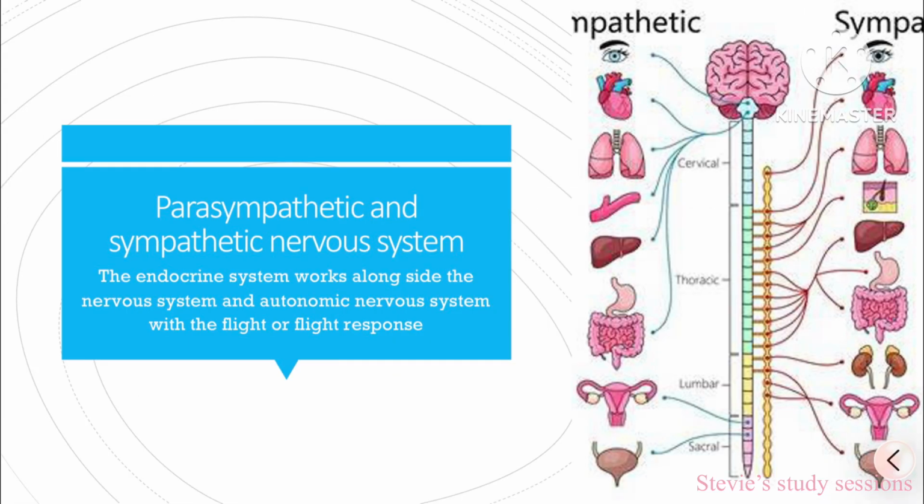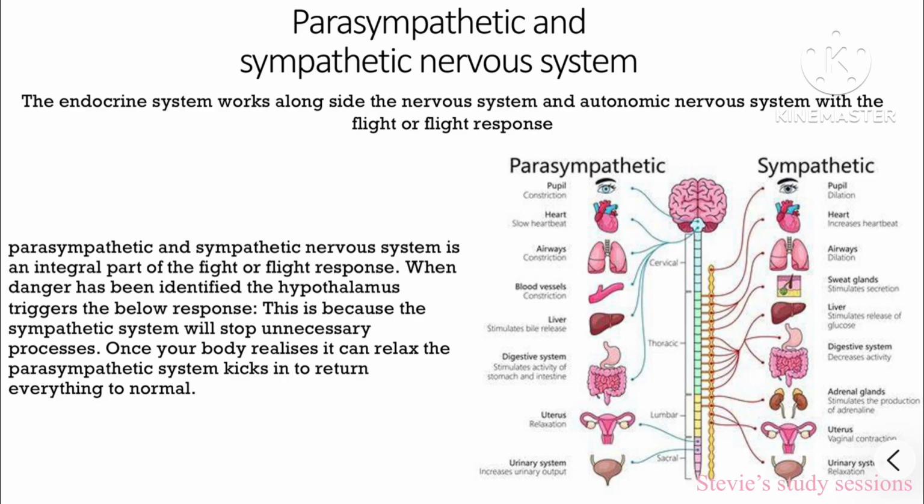Sympathetic and parasympathetic nervous system. The endocrine system works alongside the nervous system and autonomic nervous system with the fight or flight response. The parasympathetic and sympathetic nervous system are integral parts of the fight or flight response. When danger has been identified, the hypothalamus triggers the responses below. This is because the sympathetic nervous system will stop unnecessary processes. Once your body realizes it can relax, the parasympathetic nervous system kicks in, and everything returns to normal.